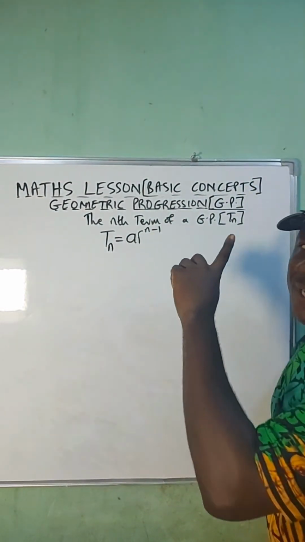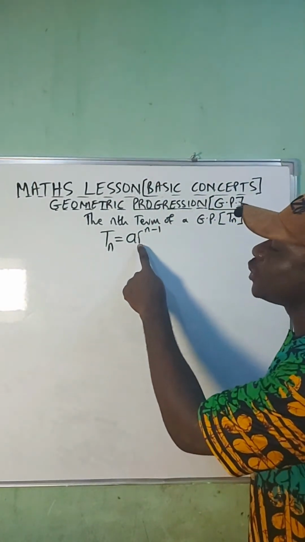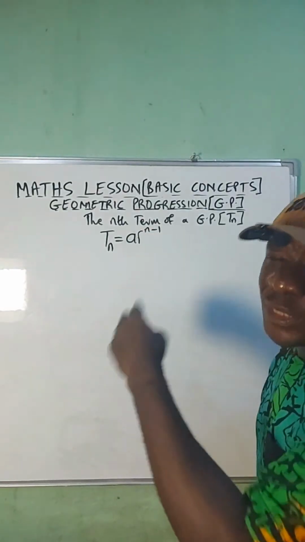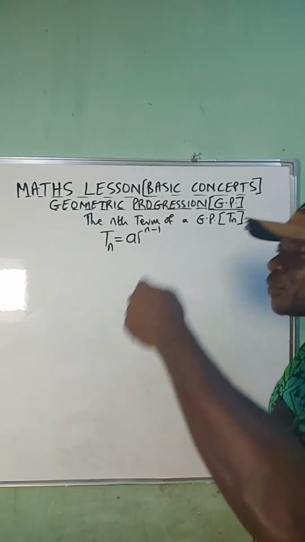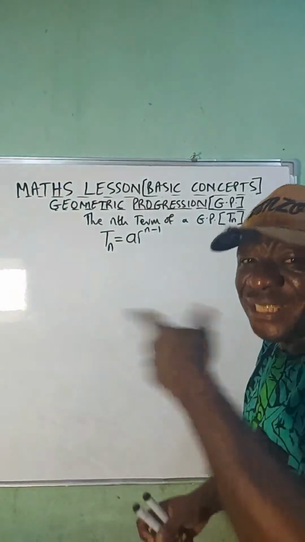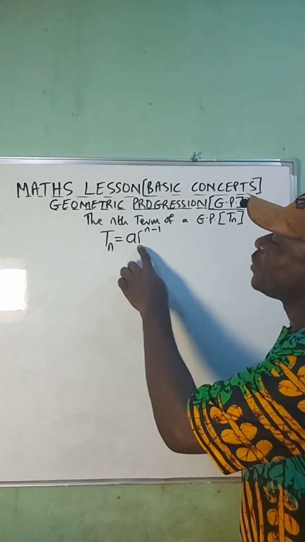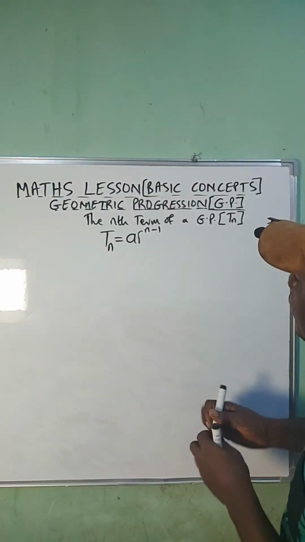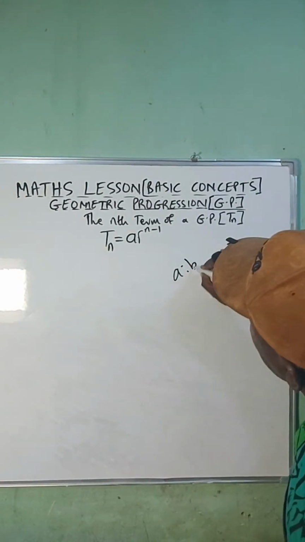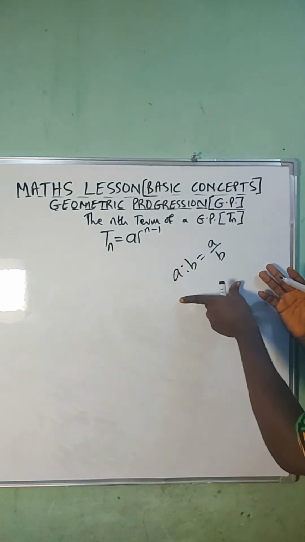To get the common difference, we subtract because AP is all about addition. Then to get the common ratio, we divide because GP is all about multiplication, and the opposite of multiplication is division. So you subtract to get common difference, just as the name implies. Difference means subtraction in mathematics, while ratio means division. So when somebody gives you A is to B, it simply means A over B. That's what ratio means.